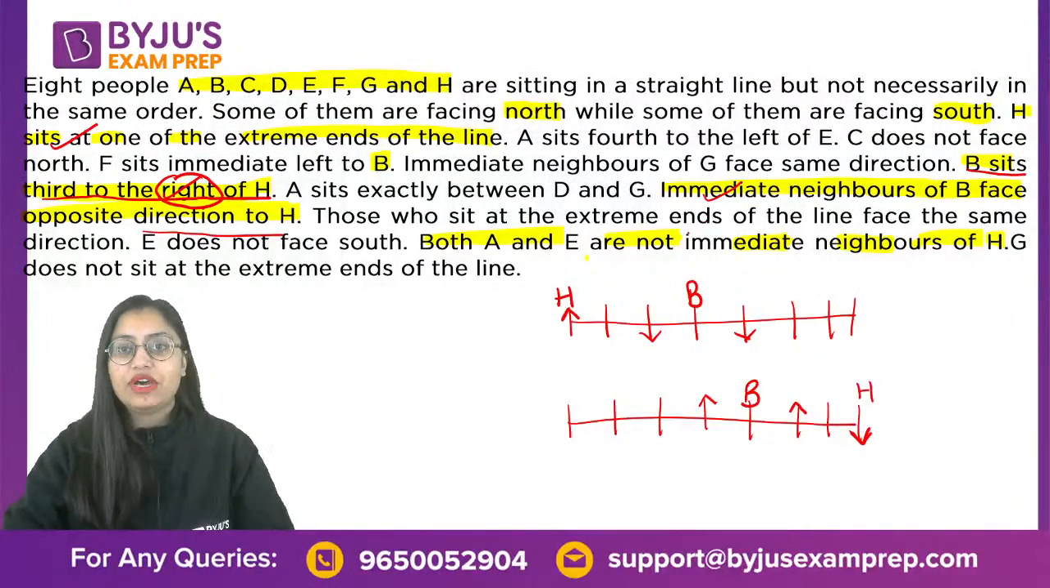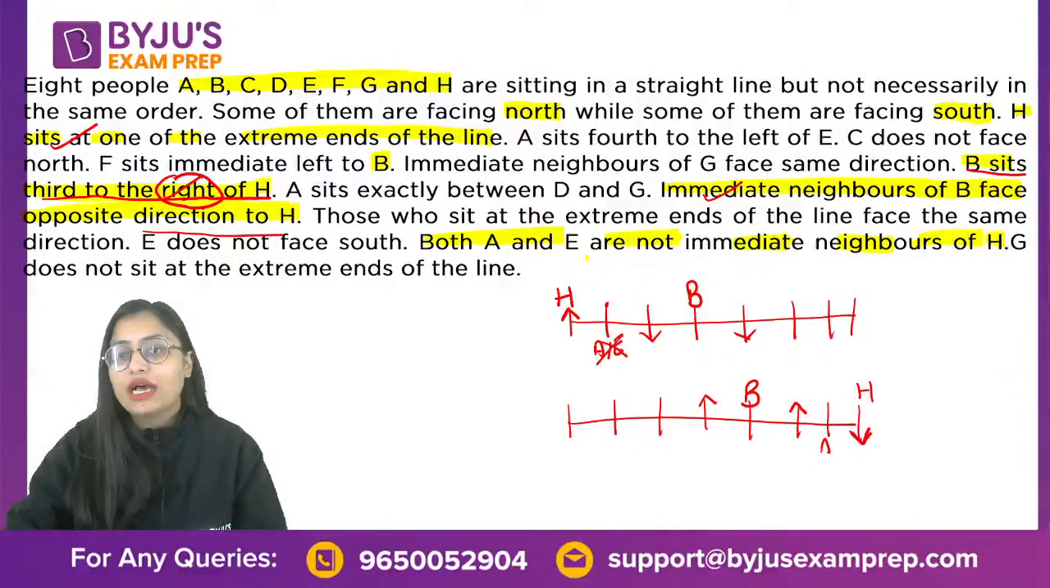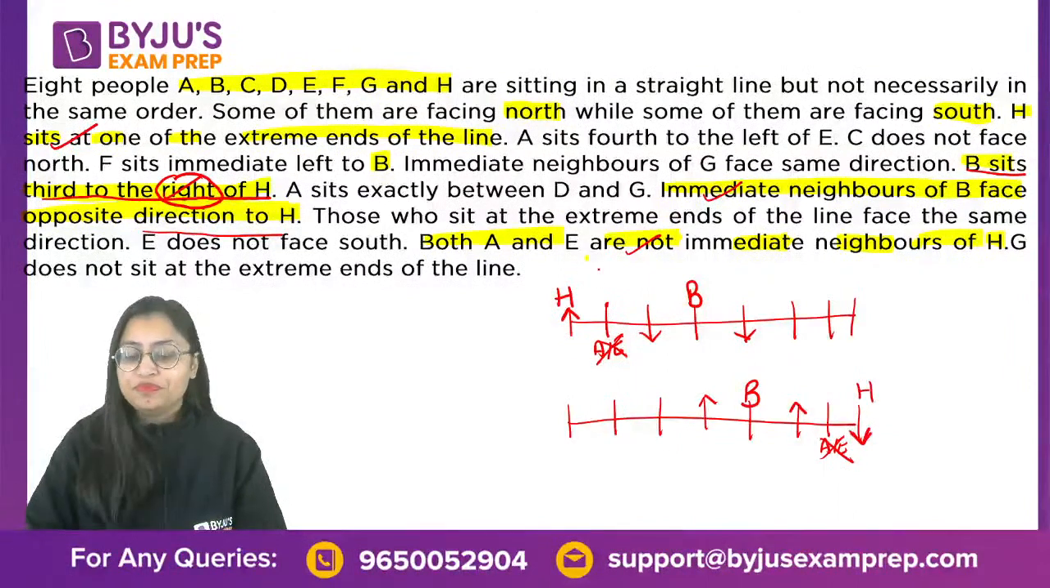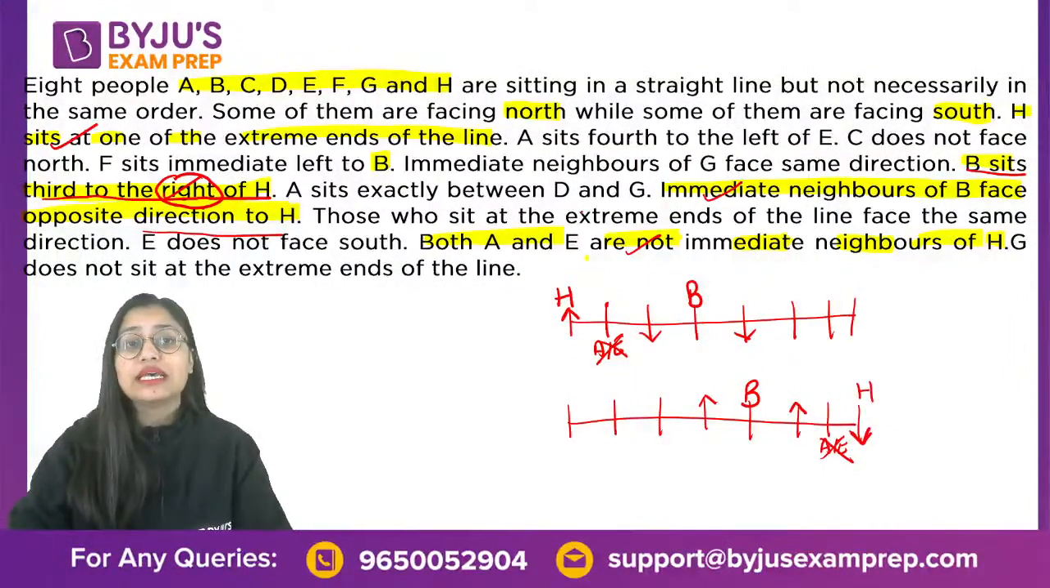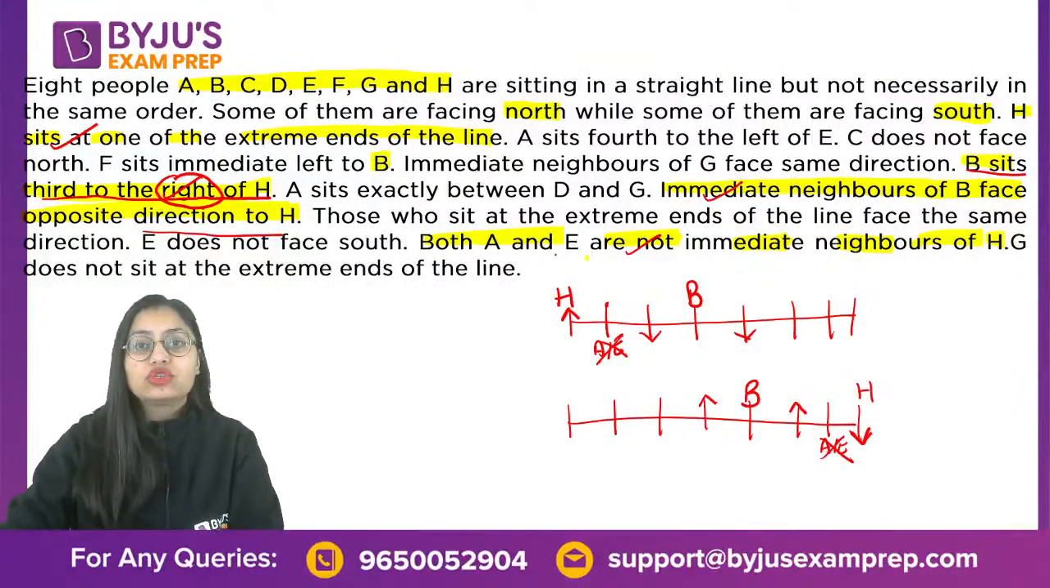It was completely fine. A and E are not immediate neighbors of H, so at these particular positions, I cannot place A and E. This is the only information regarding H that I have at this moment. But the best part is that now I have one extra person, which is B. So I can start information with this.